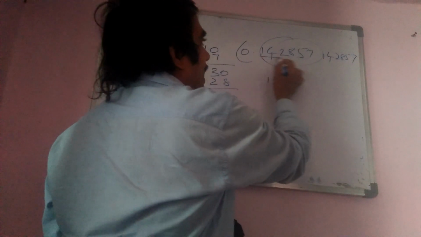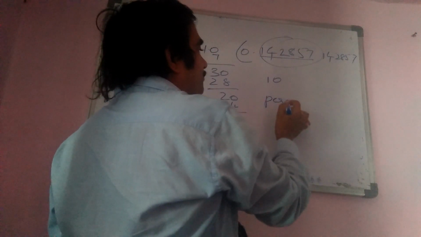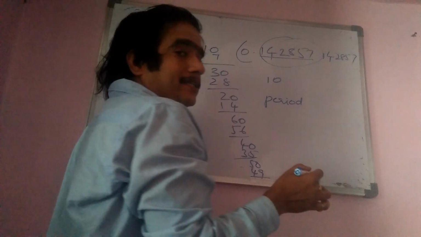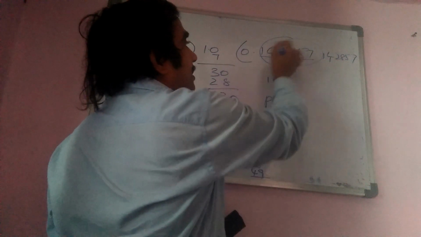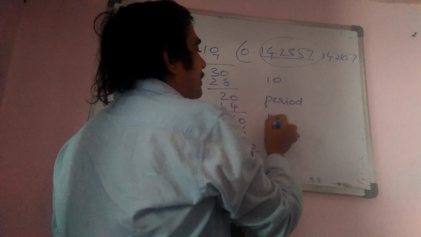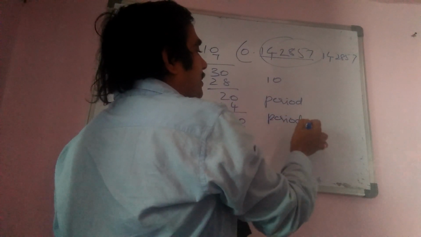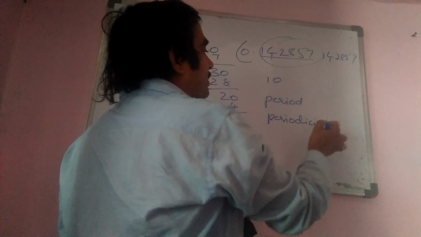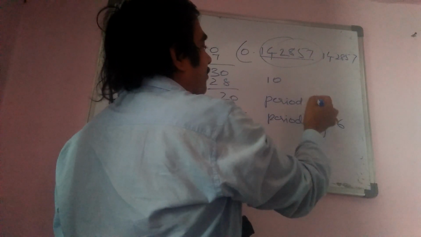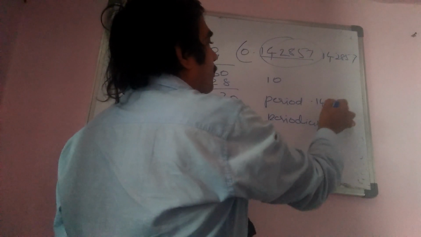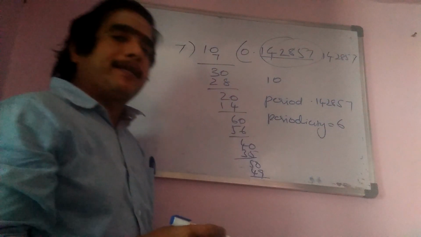So this part is called the period, and the number of digits in this period is known as periodicity. Periodicity. Periodicity is how much? 1 2 3 4 5 6. And here what is the period? 1 4 2 8 5 7 is the period.